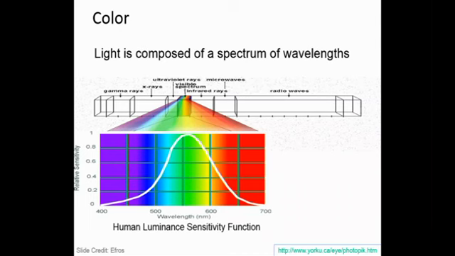Does anybody know? Our peak intensity, so we're most sensitive to this green range around 550. Does anybody know one reason why that's a convenient range to be very sensitive to? Yes?